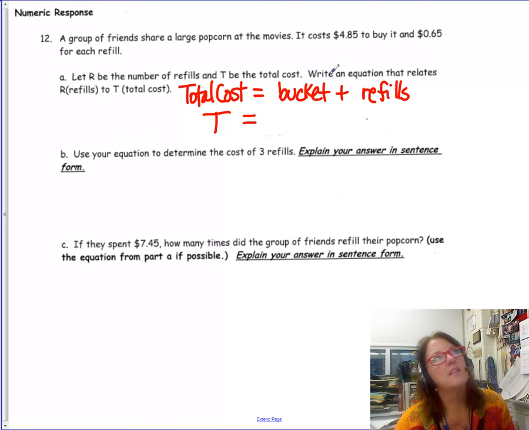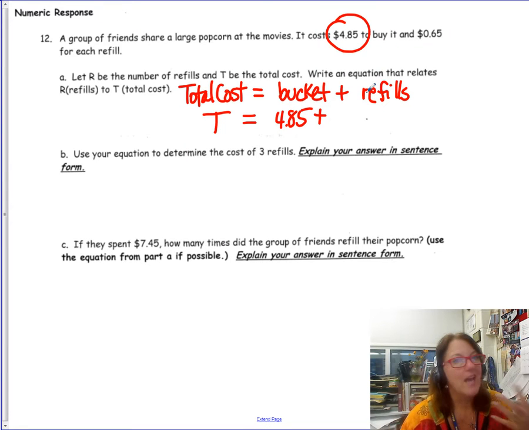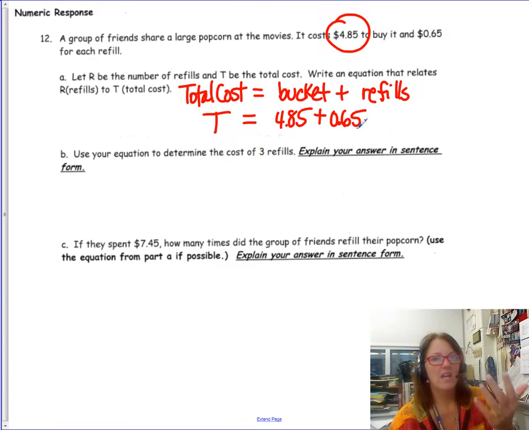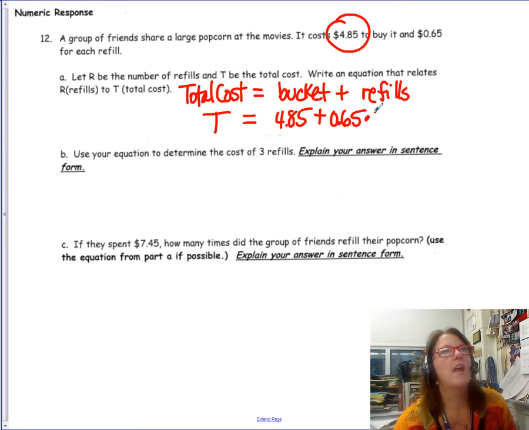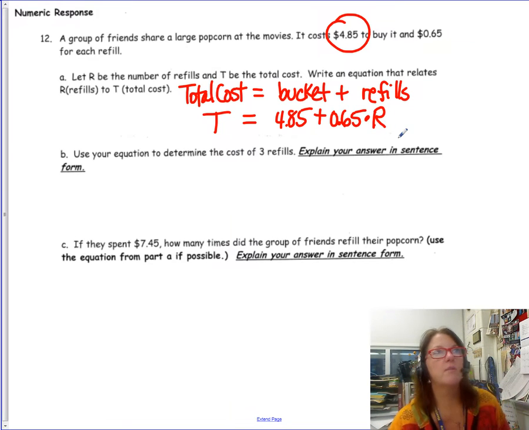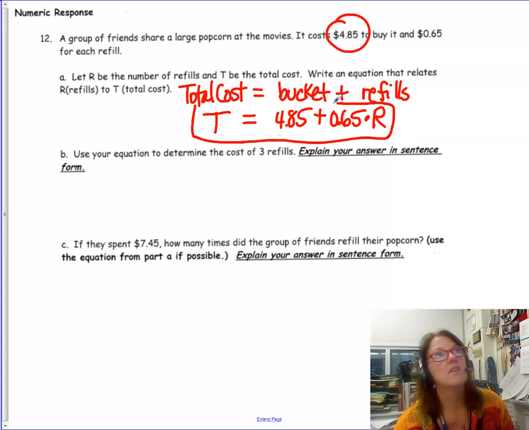Okay, so now instead of writing total cost, they're saying let T be that. The first bucket, I know how much that was. It was $4.85. Plus, I've got a bunch of refills. I don't know how many refills we got, but I know they were 65 cents each. And how many did you get? Well, I don't know, so I have to multiply by R, however many refills you had. There's your equation. The total cost is $4.85 plus 65 cents times the refills.